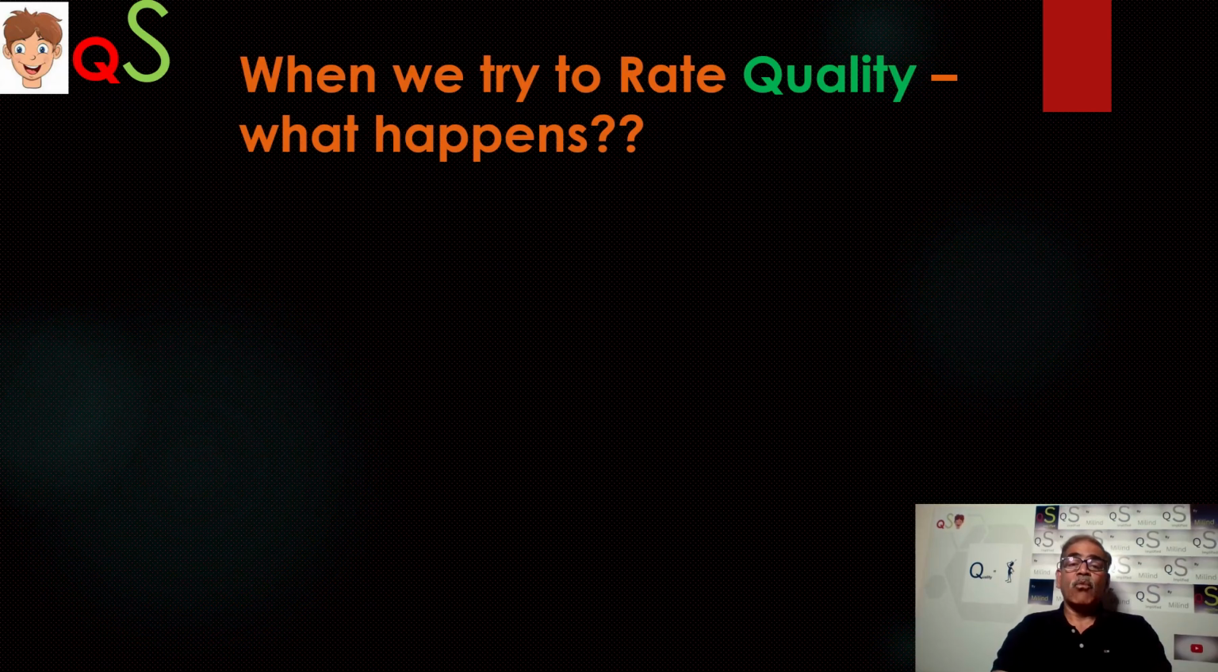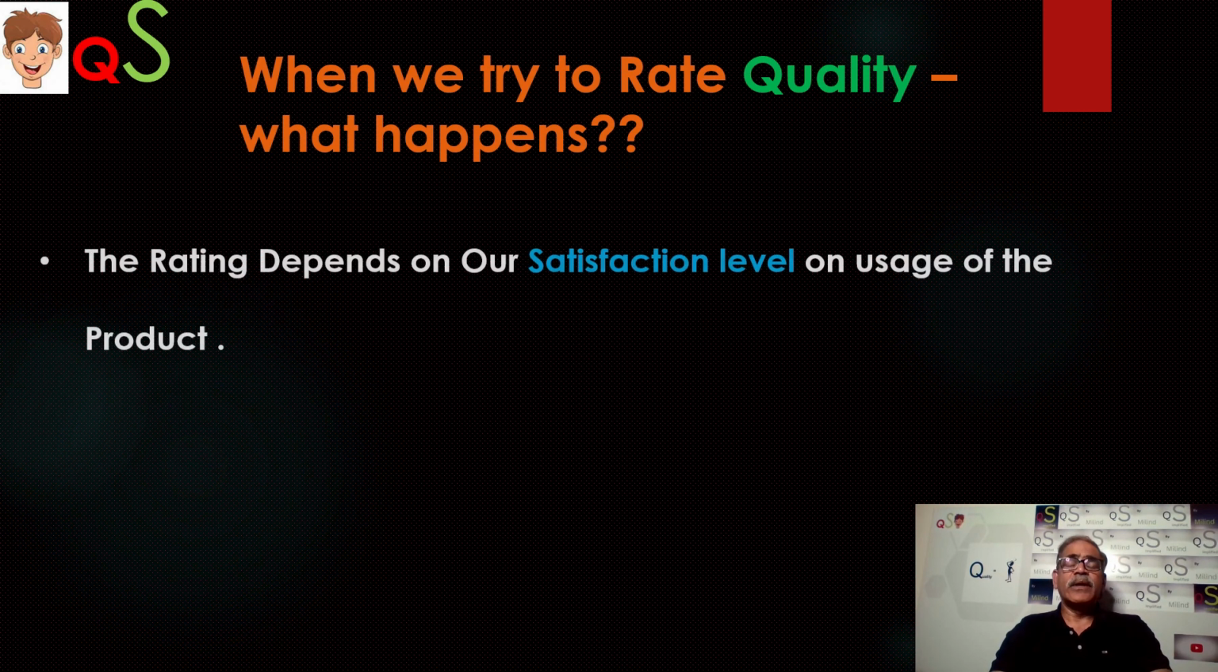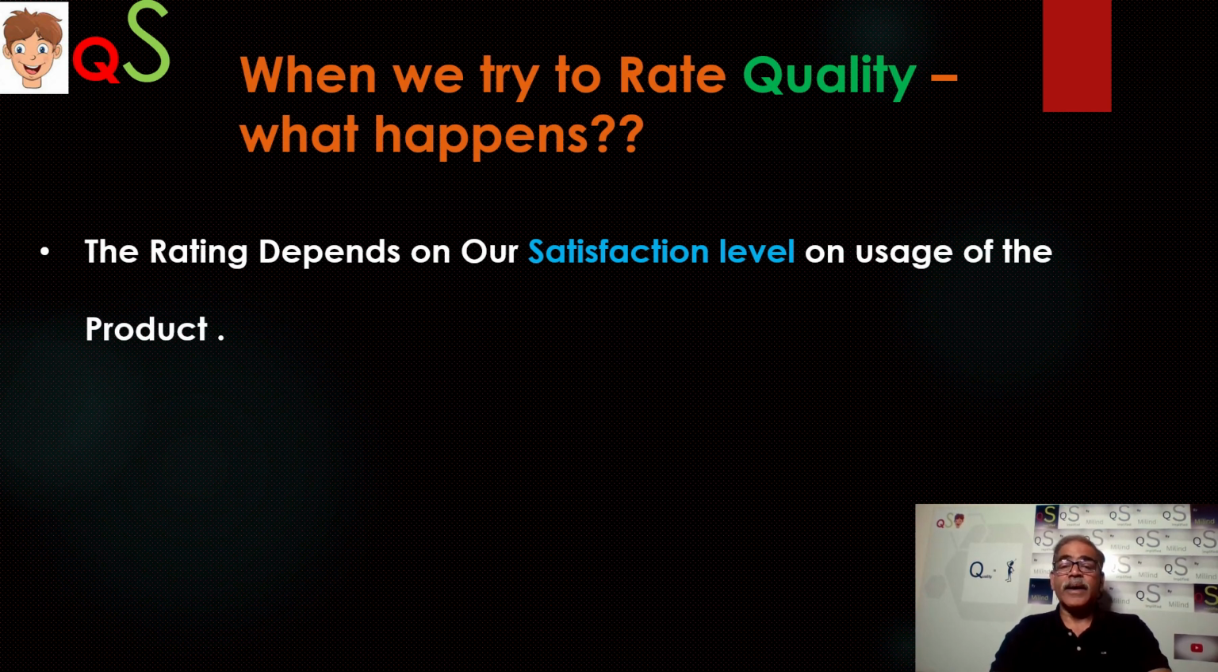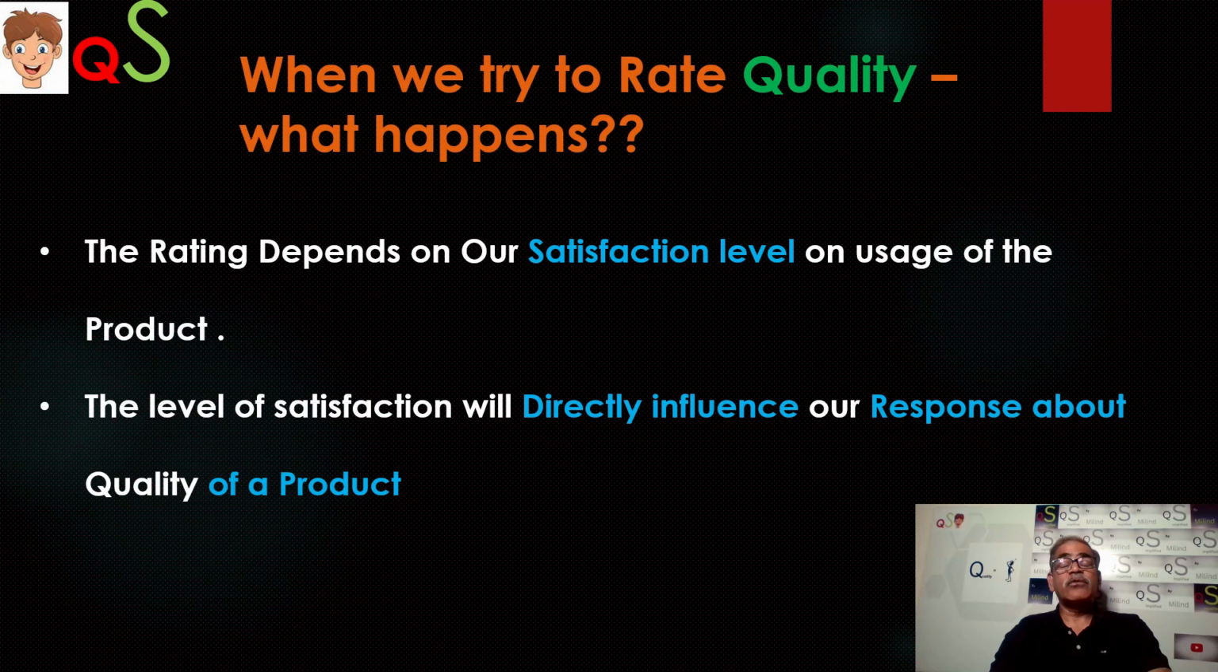Friends, tell me, what happens when we say the quality of certain product is good, excellent, or poor, or just okay? Very obviously, when our satisfaction level goes high on using that product, our response about product quality is good, and when it goes low, we say it is not good or poor. So it only means that our satisfaction level directly influences our response about the quality of product we are using or consuming.